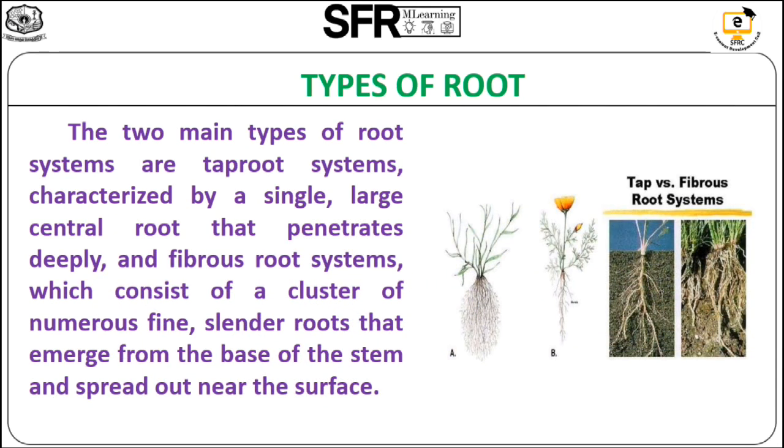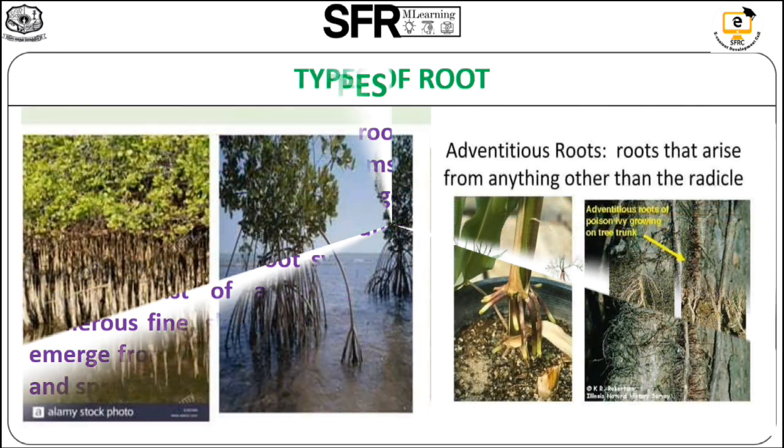So of the two main types of root system, the taproot system is characterized by a single large central root that penetrates deeply. It will go very deep. But the fibrous root system consists of a cluster of numerous fine slender roots that emerge from the base of the stem and spread out near the surface. The fibrous root system also helps to anchor the plant to the soil very strongly or firmly.